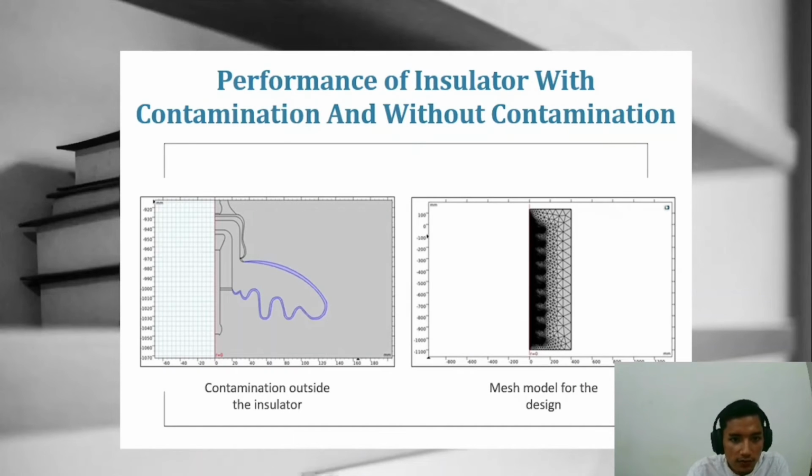Next, performance of the insulator with contamination and without contamination. So the first one is the design that we have designed in COMSOL for the insulator, and the blue one is contamination outside the insulator. So this is our insulator. So the blue one is contamination. The second one is the mesh model for the design.